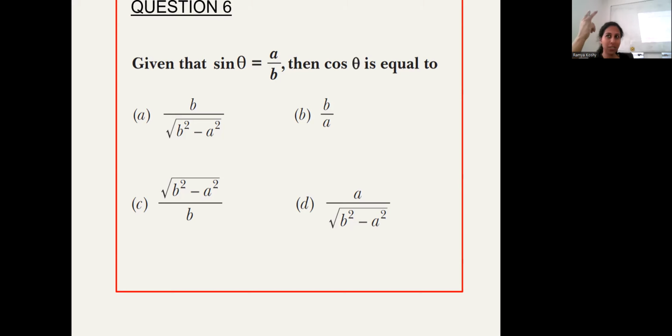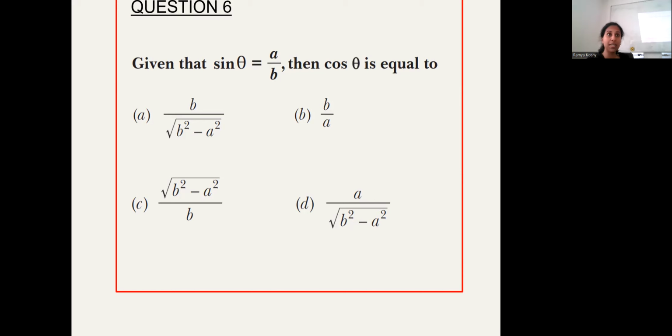There are two ways to do this. One is you use the identity sin square theta plus cos square theta equals 1, and you get cos theta as root of 1 minus sin square theta. But my recommendation, the easier method, is the triangle method, the Pythagoras theorem. That is the easier method whenever you want to find a missing ratio from a ratio.